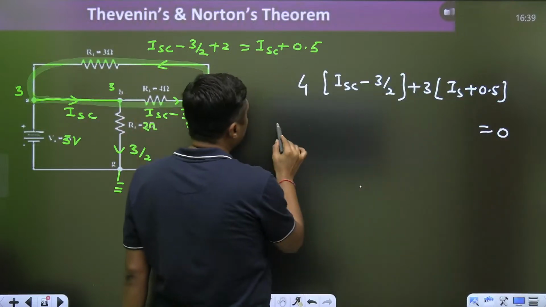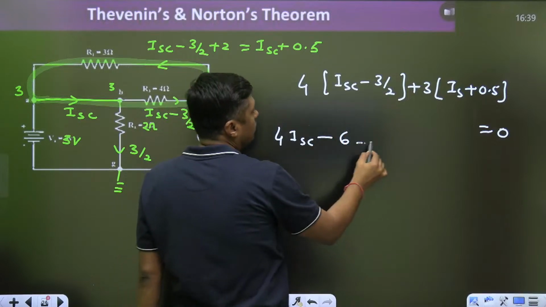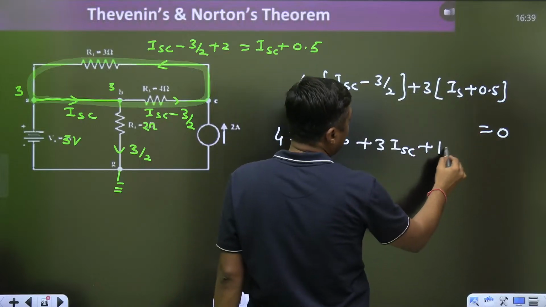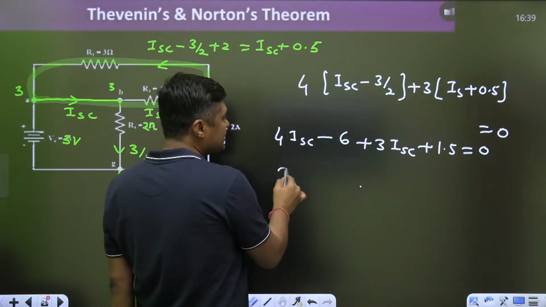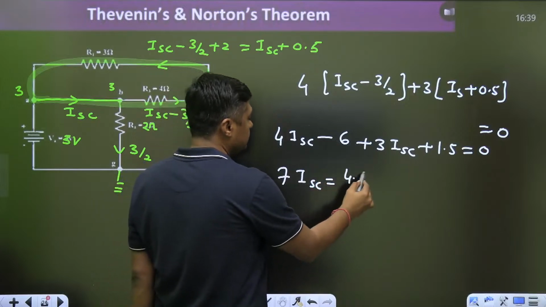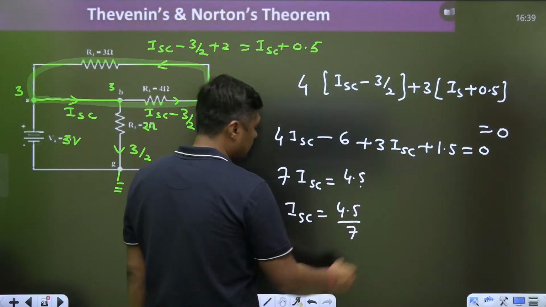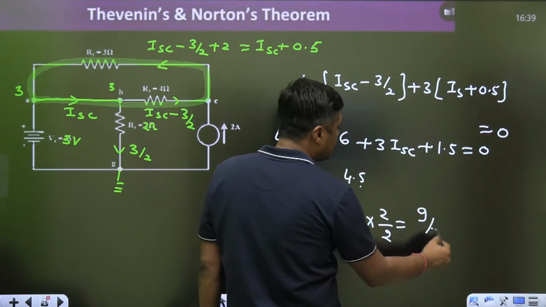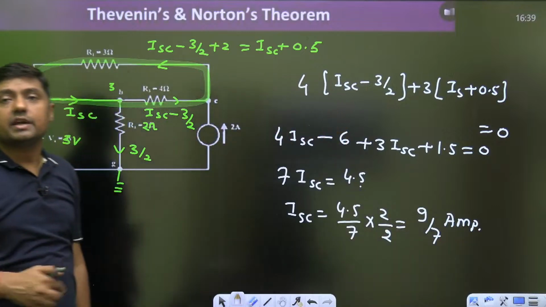Then it will become 4 ISC minus 6, plus 3 ISC plus 3 into 1.5, is equal to 0. Now 4 plus 3 is 7 ISC, and that will become 4.5. So ISC is equal to 4.5 upon 7. When it is multiplied by 2 divided by 2, it will become 9 by 7 ampere. So according to me, that is the answer. What is your answer, guys?